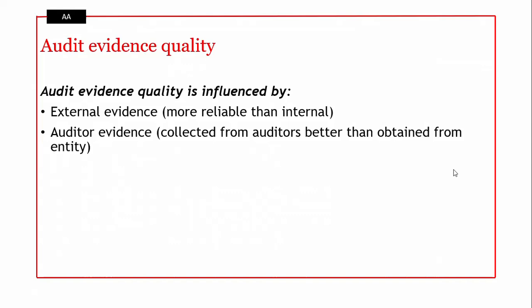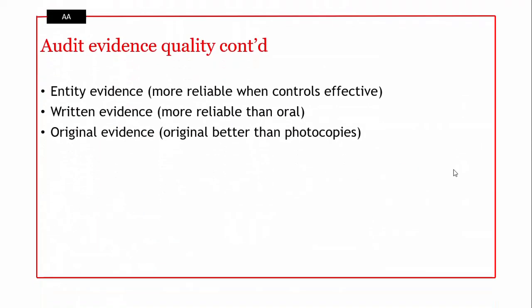It is also argued that audit evidence collected by the auditor is much better than evidence that is given to the auditor. That can come in the form of management representation and so on. It is also argued that entity evidence can only be given due consideration when the internal controls are strong or effective. So if you are going to rely on internally generated audit evidence, then you must have judged the internal controls to be strong or effective.